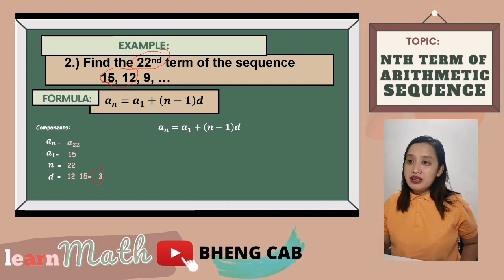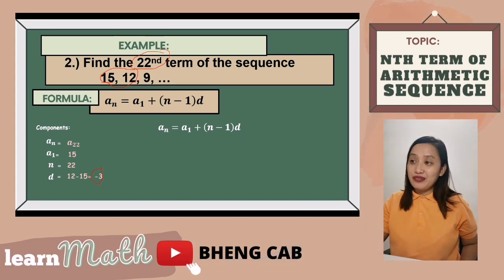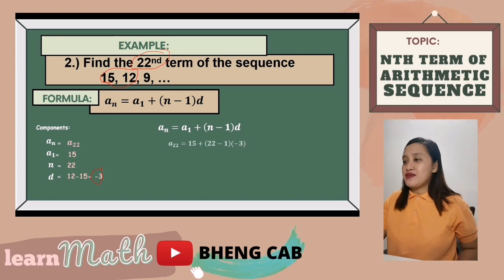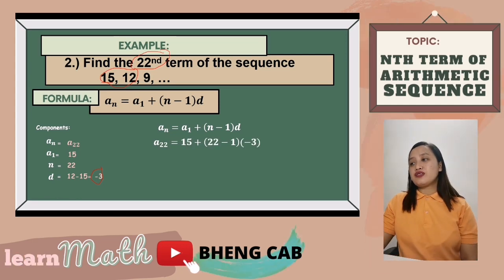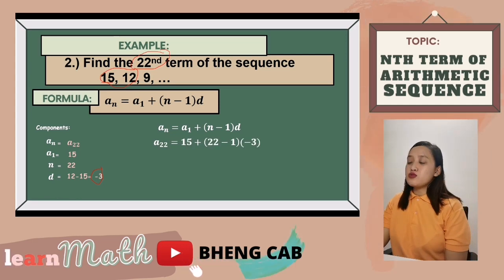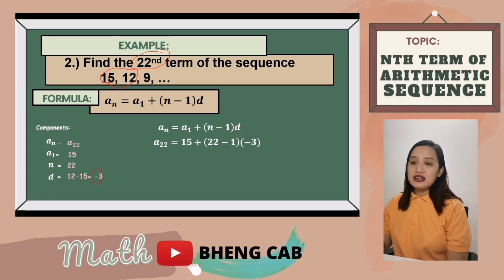Ang ating a sub n here is a sub 22. Ang ating first term ay 15. Ang ating n ay 22. Ang ating d ay negative 3. So, ganun lang kasimple. Susulat mo lang dyan sa ating formula. So, a sub 22 equals to 15 plus quantity 21 minus 1 times quantity negative 3. So, as you can see, dahil ang ating common difference ay negative 3, we are expected to write the same thing, negative 3. Okay? So, we are not the one to decide kung lalagay ba natin yung negative dito.